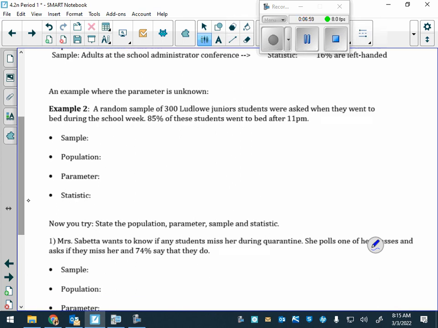So a random sample of 300 Ludlow juniors were asked when they go to bed during the school week. 85% of these students went to bed after 11. Okay, so first and foremost, what is the population? Stefan? All Ludlow juniors. God bless you. What is the sample?